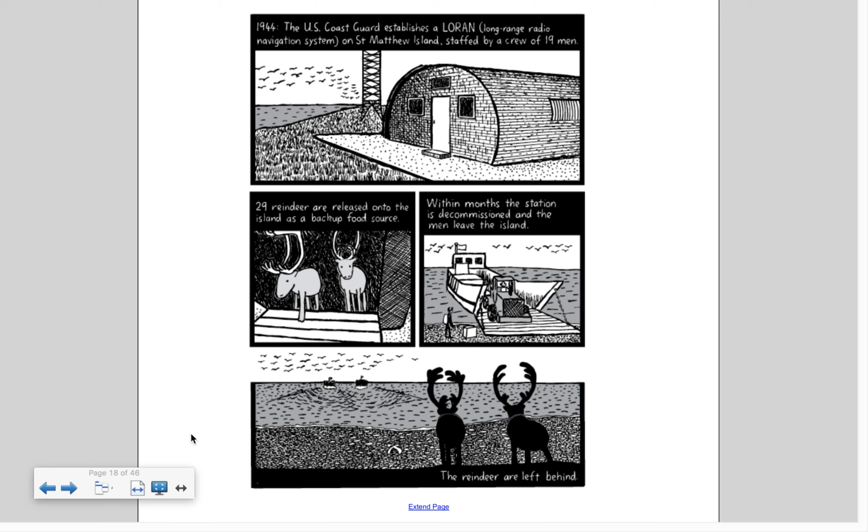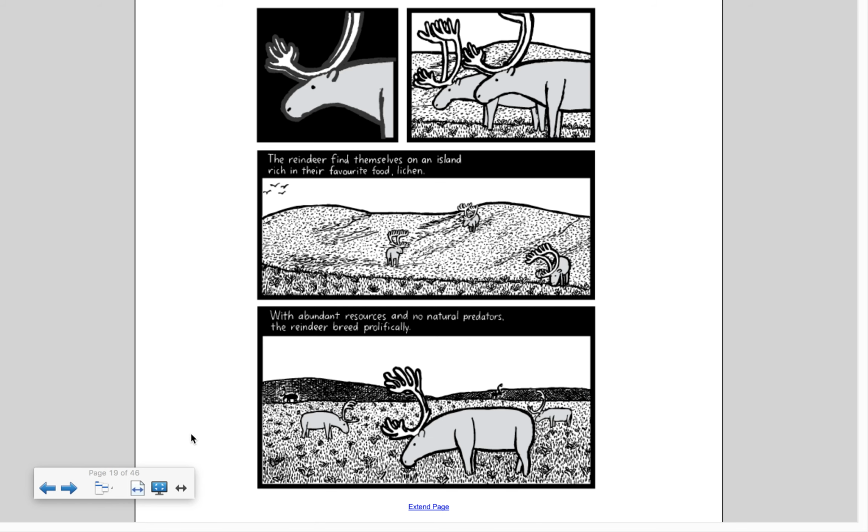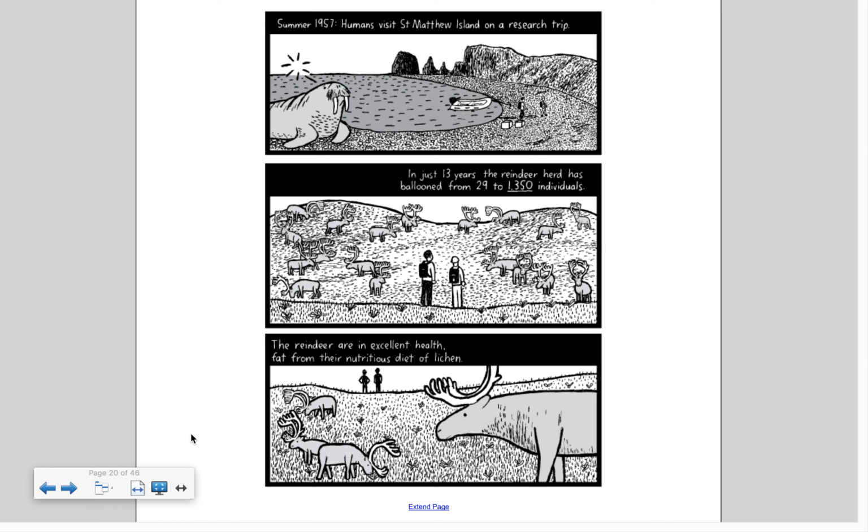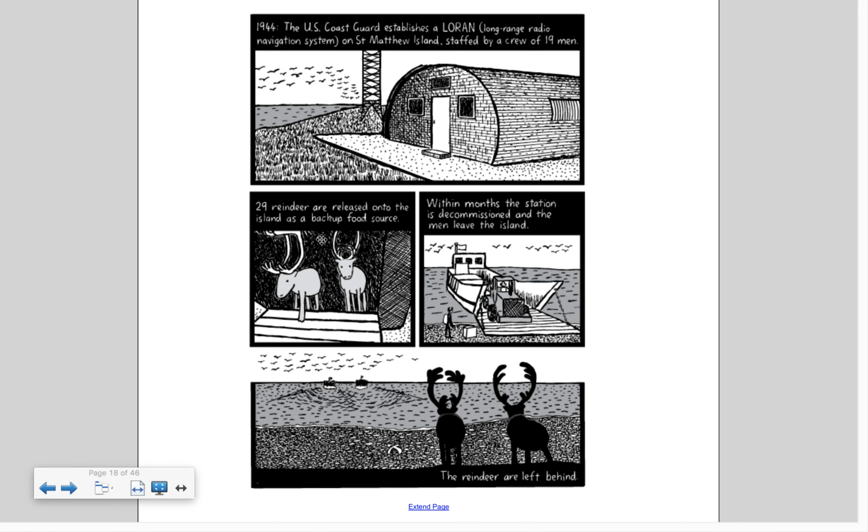29 reindeer are released onto the island as a backup food source. Within months, the station is decommissioned and the men leave the island. The reindeer are left behind. The reindeer find themselves on an island rich in their favorite food, lichen. With abundant resources and no natural predators, the reindeer breed prolifically. Summer of 1957, humans visit St. Matthew Island on a research trip. So, just remember the year that they left, within months of 1944.